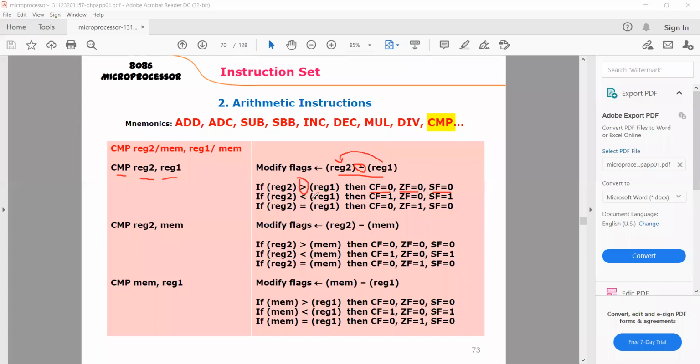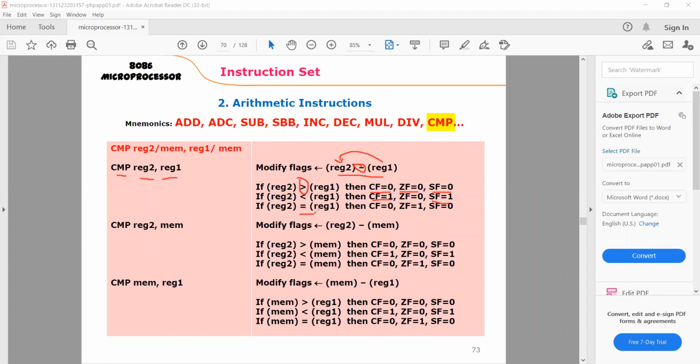If the data present in register 1 is greater than the data present in register 2, that is, register 2 is less than register 1, then the carry flag will be 1 and the sign flag will be 1. So that is how we are indicating it here.